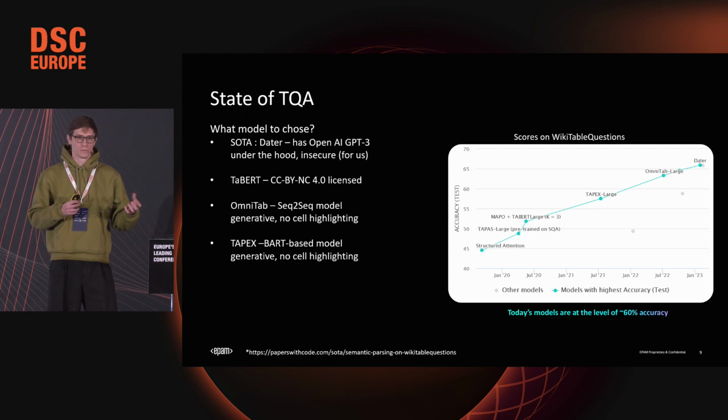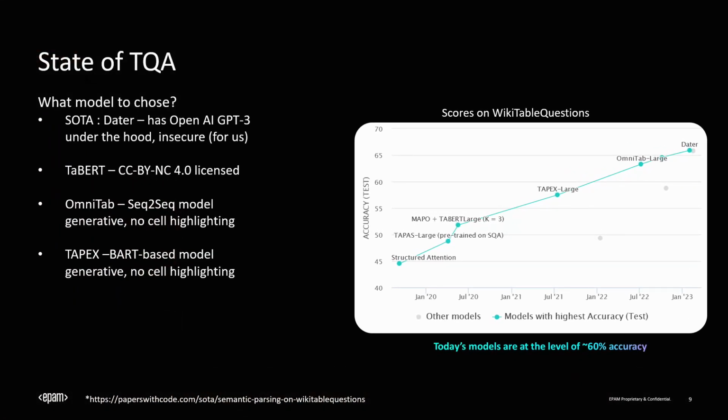Those are both sequence-to-sequence BART-based models, which means that they generate answers, and we need to do something else on top of that generation in order to highlight our cells and to figure out what operations were done by the model in case we need that. So our choice fell on TAPAS model.